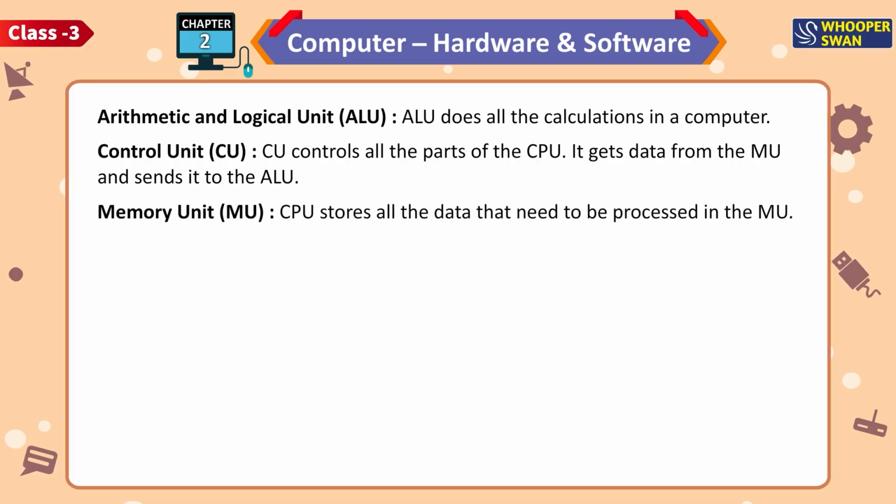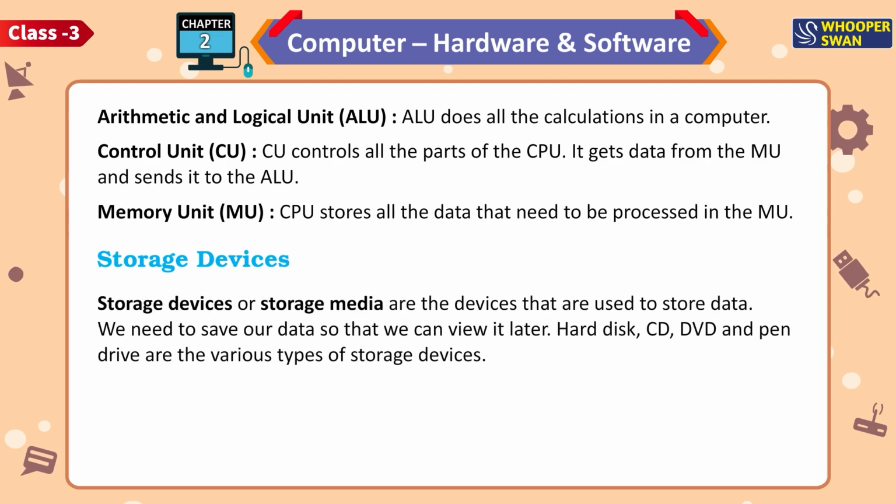Memory Unit, MU. CPU stores all the data that need to be processed in the MU. Storage devices. Storage devices or storage media are the devices that are used to store data. We need to save our data so that we can view it later. Hard disk, CD, DVD and pen drive are the various types of storage devices.